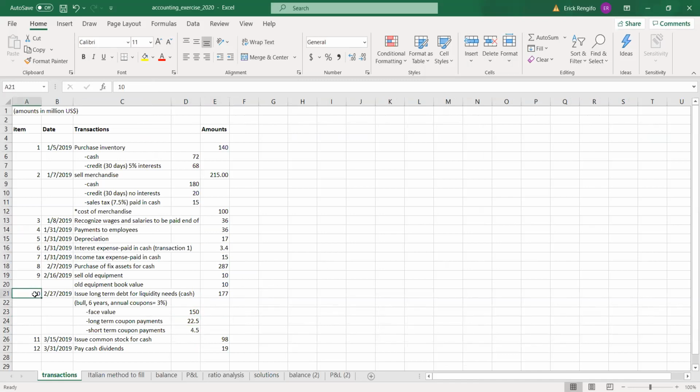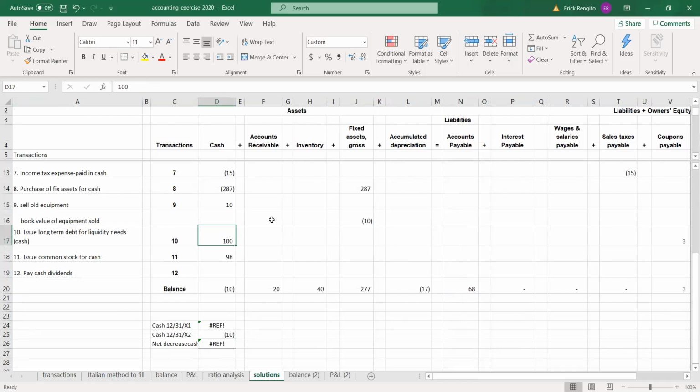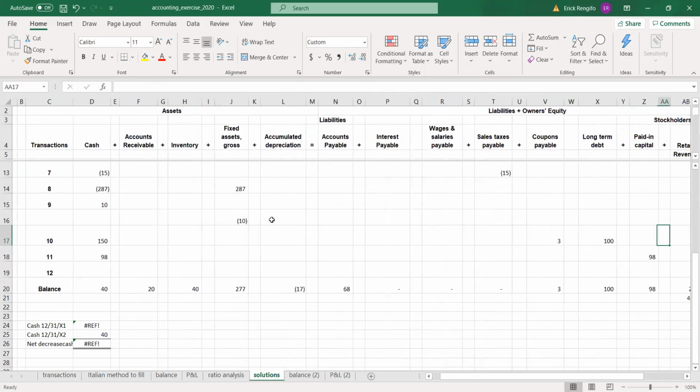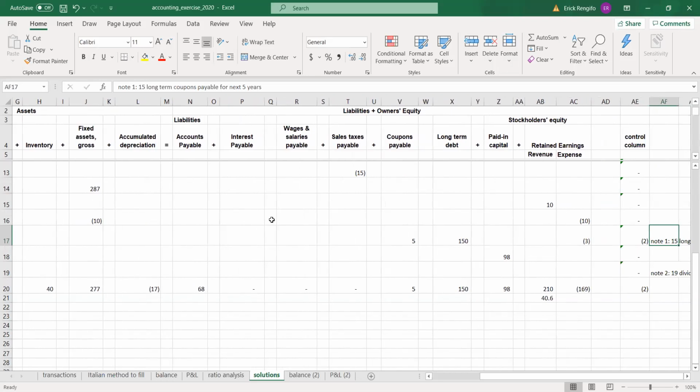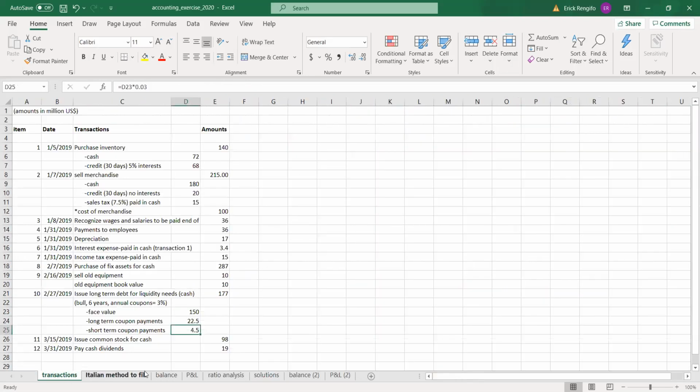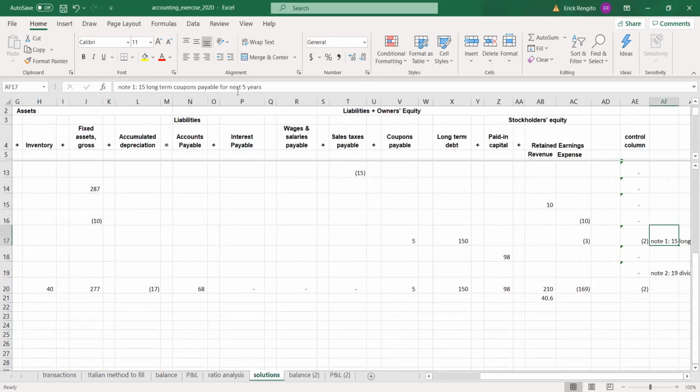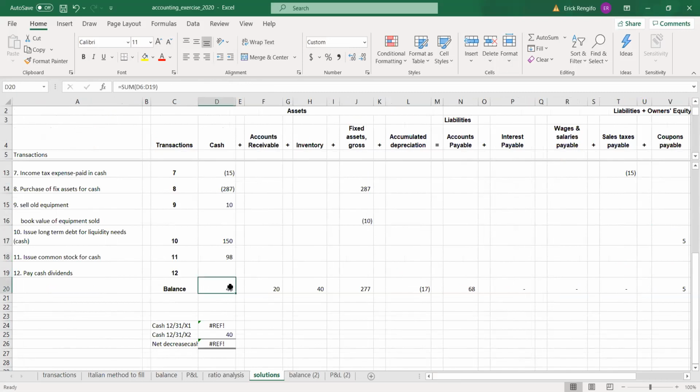Okay, so what I'm doing is I'm changing 10 to 150 just to have some flexibility. So 4.5 is going to be short term. So what I will do is, this is 150. Long-term debt is 150. This one is 4.5. And my note is not 15 anymore. It is 22.5. I have done this, guys, just to be sure that I have enough cash.